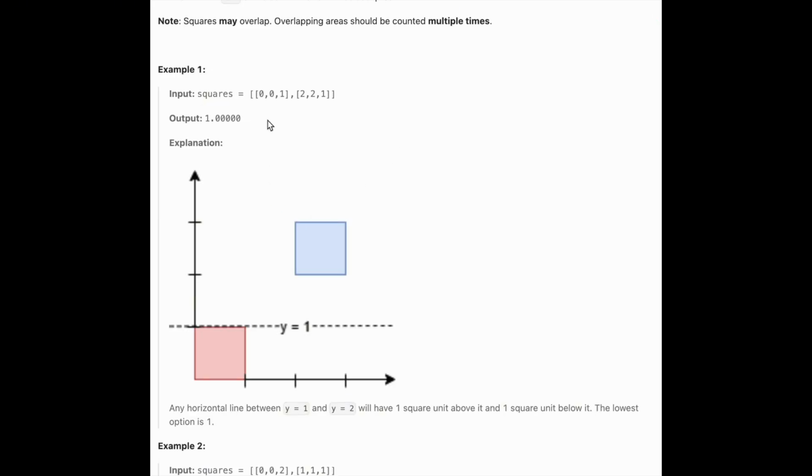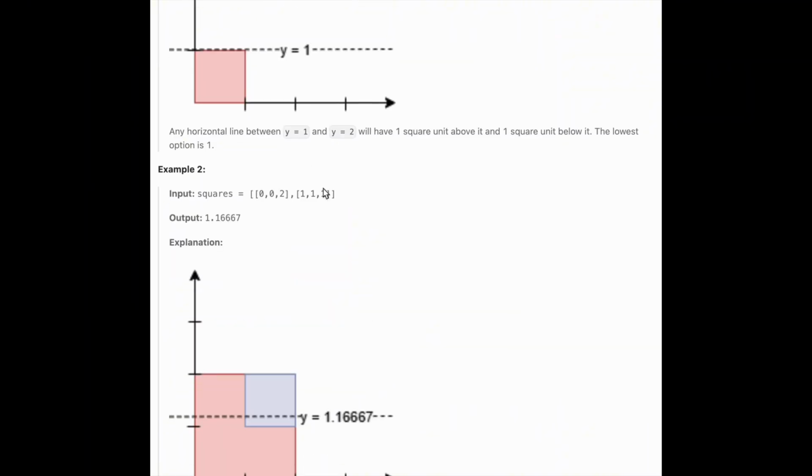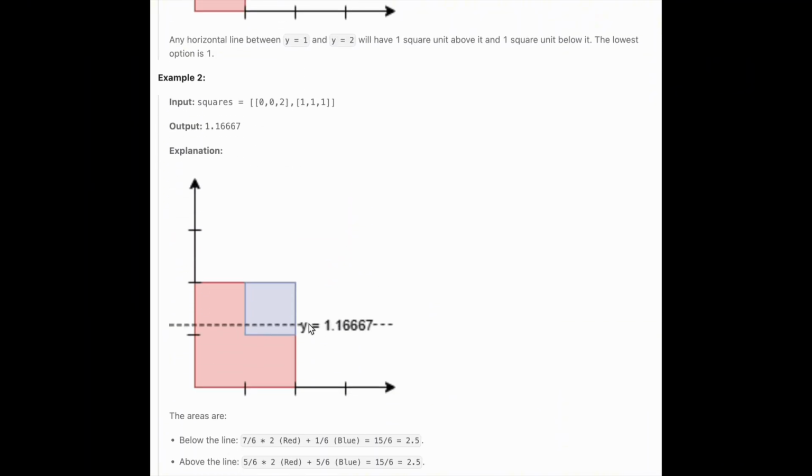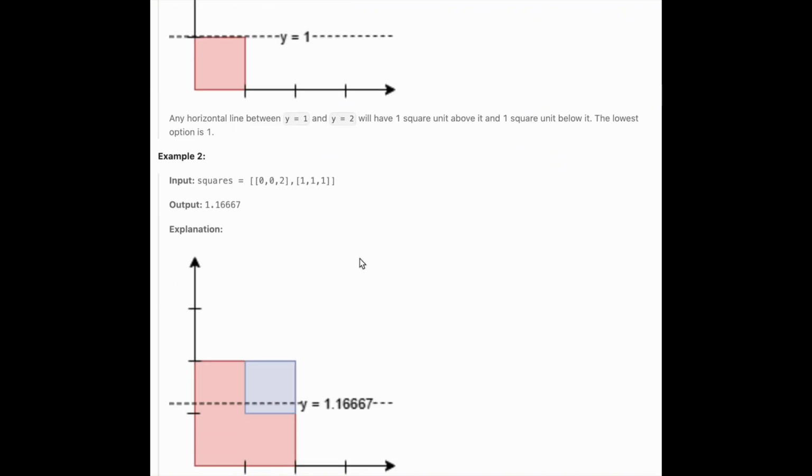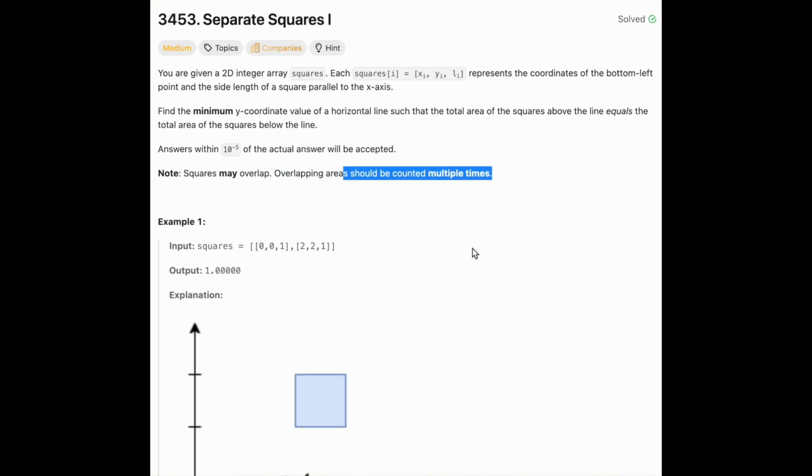So if we look at this example, we will split it at y is equal to 1 for the area to be equal, so we return 1. And if we look at this example, we will split right here for it to be equal, so we return this value. And also, the squares may overlap, and when they overlap, they should be counted multiple times. So right here, the width would be 3 and not 2, because they should be counted multiple times. So now that we have seen some examples, let's get to how we can solve this problem.